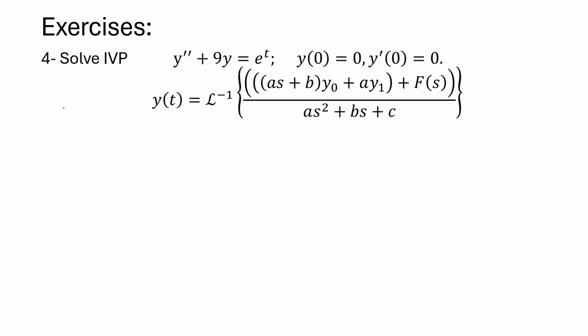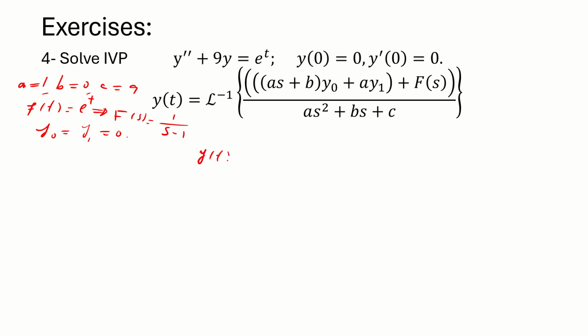But here, if we want to determine the values of the coefficients, then a will be 1, b here is 0, c here is 9, f of t, that is e power t, which basically means f of s, that is 1 over s minus 1, y naught and y1 both are 0. So putting all these values in this formula, you'll be getting what?